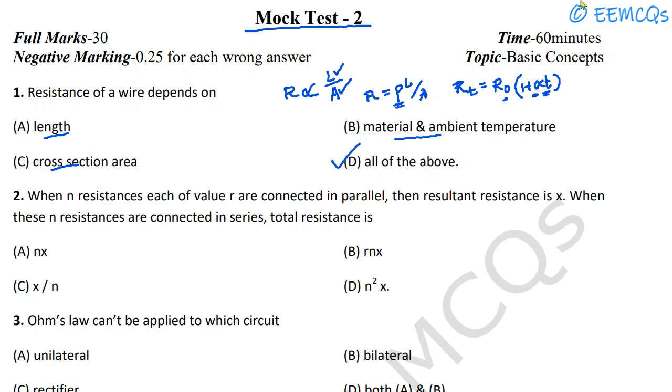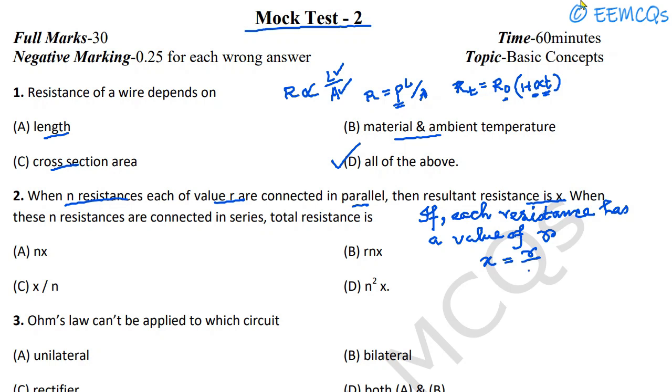Okay. Now we must go to the question number 2. When n resistances each of value R are connected in parallel, then resultant resistance is X. That means if each resistance has a value of R, the equivalent resistance here X will be small r by n. Next, when these n resistances are connected in series, what will be the total resistance?